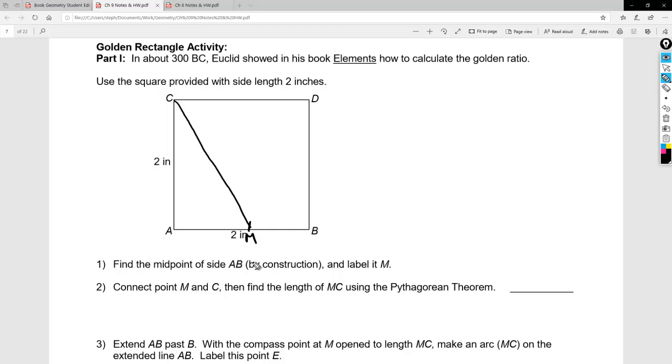Okay, so first thing they ask us to do is find the point M and connect to C. Right, so right here I see that AM has a length of 1, so if I use the Pythagorean theorem, I get a hypotenuse of root 5. Okay, then what they ask us to do is extend AB further, and we'll actually extend this rectangle to this point E, and what we want is for the length of ME to be the same as the length of CM.